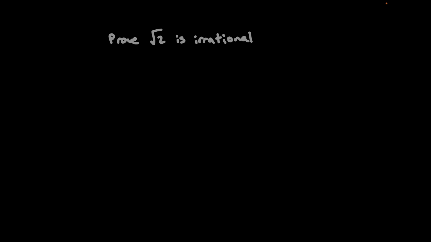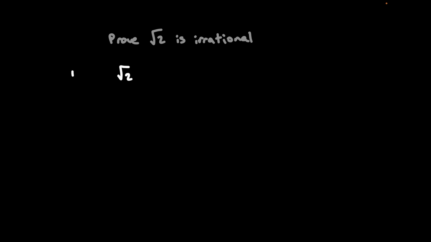Okay, today we're going to be proving why square root 2 is an irrational number. And we're going to be doing this using a proof by contradiction. If we want to start with a proof by contradiction, the first thing we need to do is assume that root 2 is actually rational.